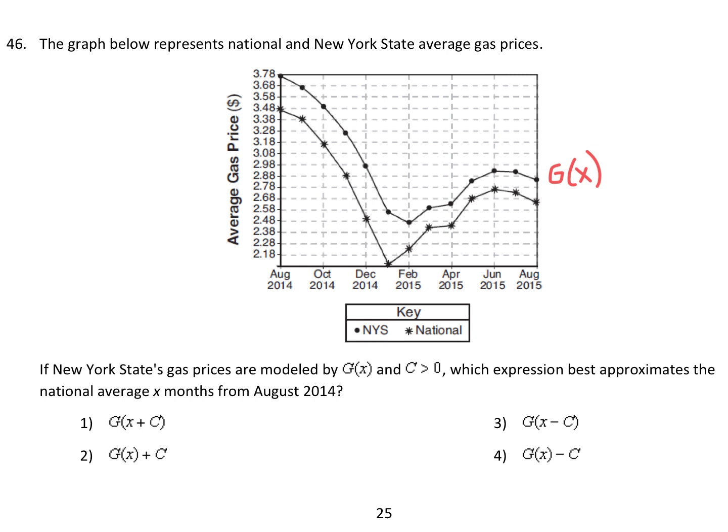They just want to know which expression best approximates the national average. Okay, so the national is this one below it. Now let's think about it. The national is shifted down from New York, which makes sense, right? New York is usually more expensive. So if we're shifting down a certain number of units, look at this. Choice 1 means we're shifting to the left. Choice 2 means we're shifting up. Choice 3 means we're shifting to the right. And choice 4 right here means we're shifting down. So choice 4 would be the answer.